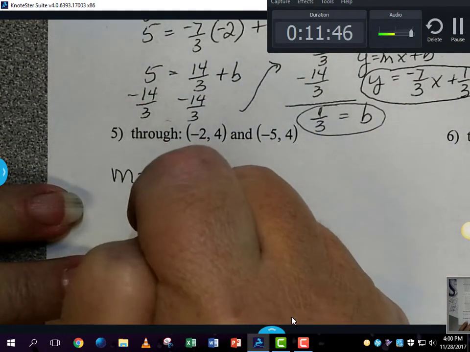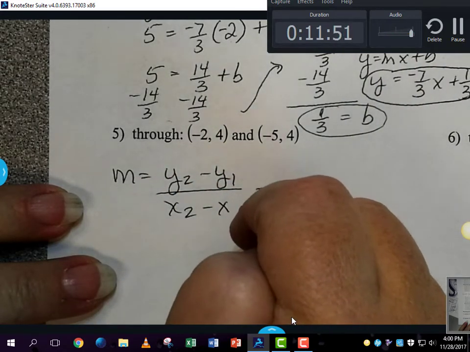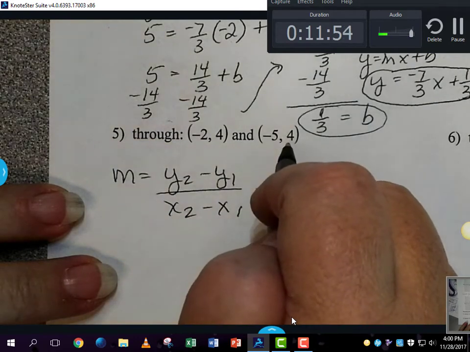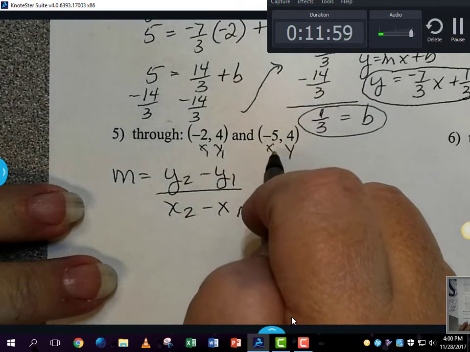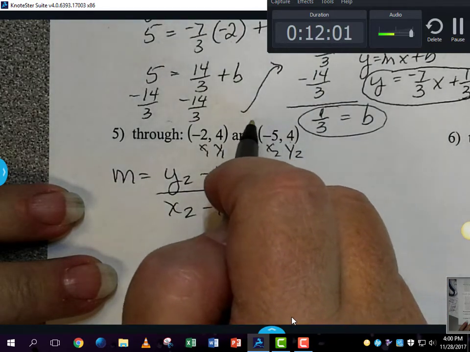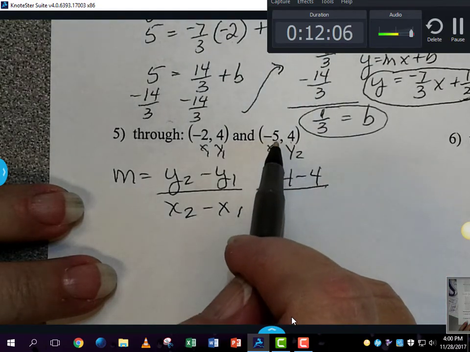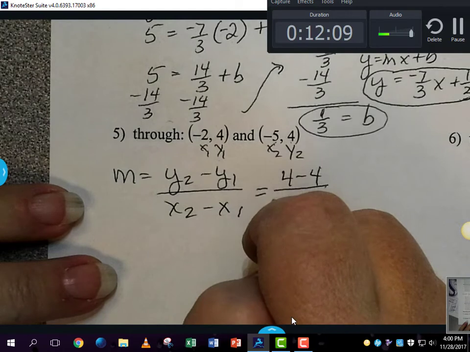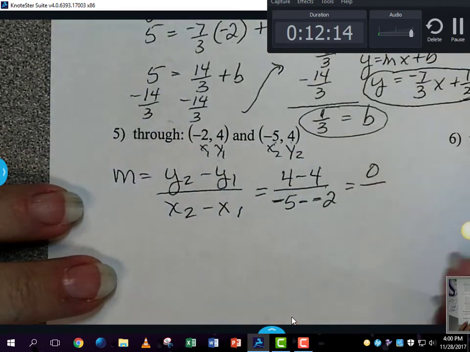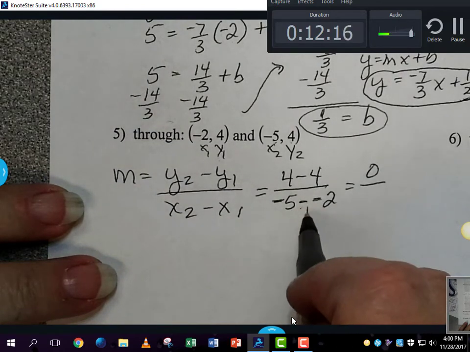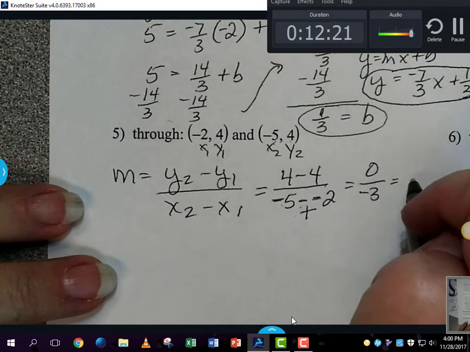We've got m equals y sub 2 minus y sub 1 divided by x sub 2 minus x sub 1. So I have x, y, x, y, my 1s, my 2s. I have 4 minus 4. And then in the denominator I have negative 5 minus negative 2. 4 minus 4 is 0. Subtract a negative is really adding, so negative 5 plus 2 is negative 3. 0 divided by any number is 0.